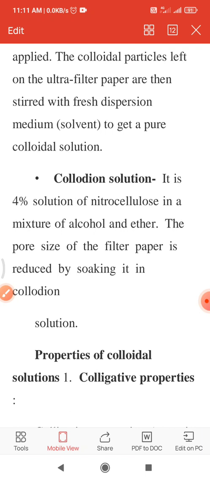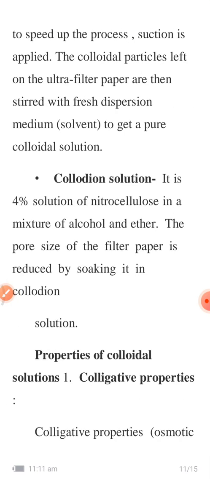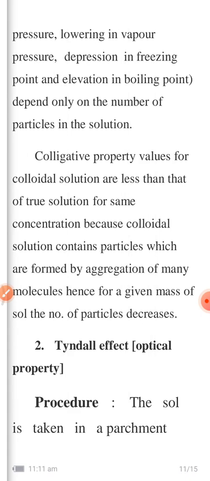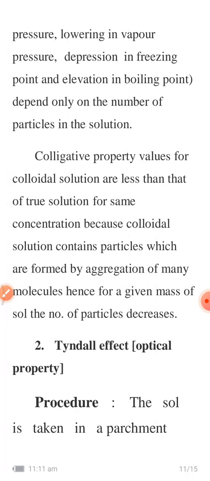Next, properties of the colloidal solution. First one is colligative property. Colligative properties like osmotic pressure, lowering in vapor pressure, depression in the freezing point, or elevation in the boiling point depend only on the number of particles in the solution. Very important: what is colligative property? Colligative properties are the properties which depend only on the number of particles present in the solution.